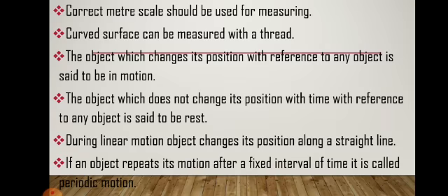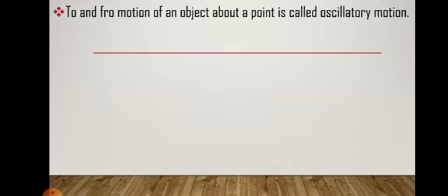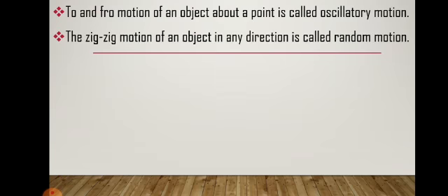If an object repeats its motion after a fixed interval of time, it is called periodic motion. If the object is moving and it comes back to its original place and again moves from there, that is known as periodic motion. To and fro movement of an object about a point is called oscillatory motion. The zigzag motion of an object in any direction is called random motion.